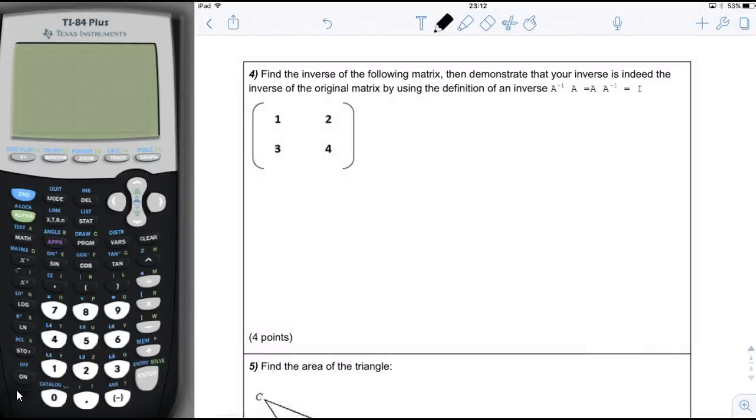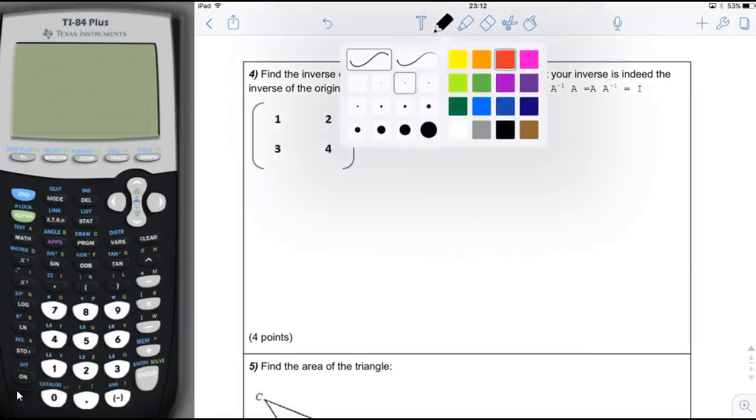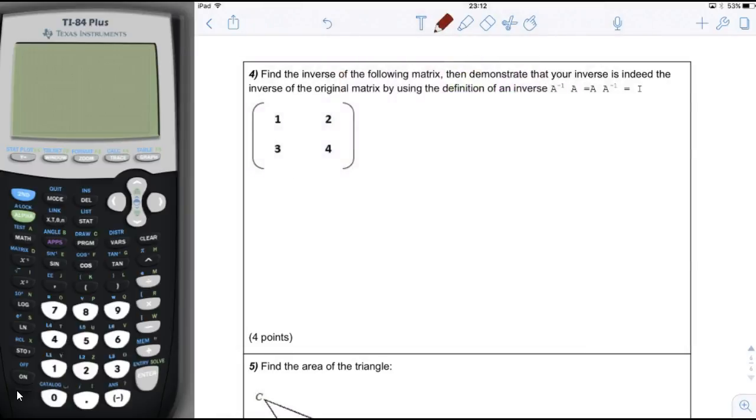Moving on. Find the inverse of the following matrix, then demonstrate that your inverse is indeed the inverse of the original matrix by using the definition of the inverse. And that's the definition of the inverse. Okay, so let's find the inverse of this matrix. First, we need to find the determinant.